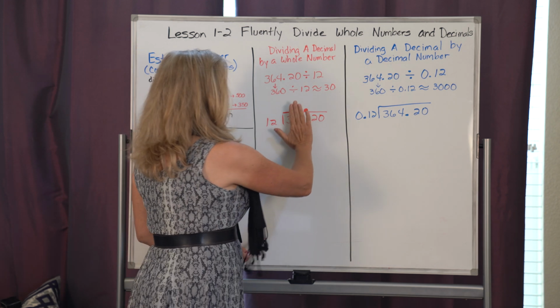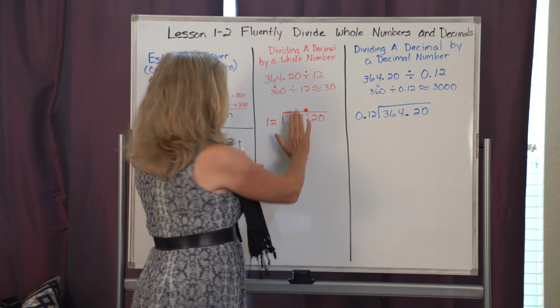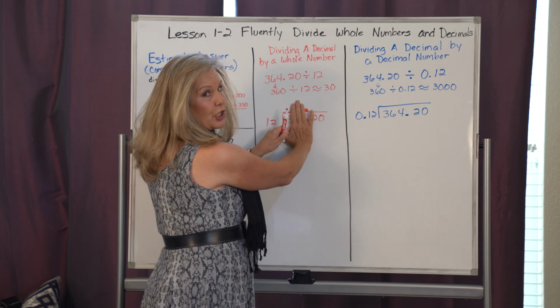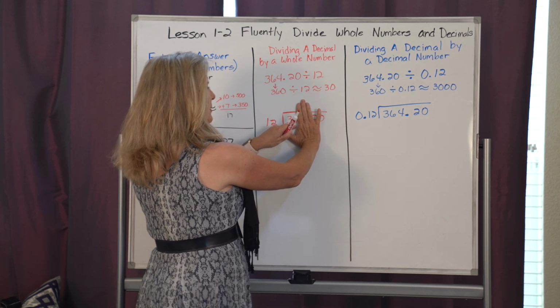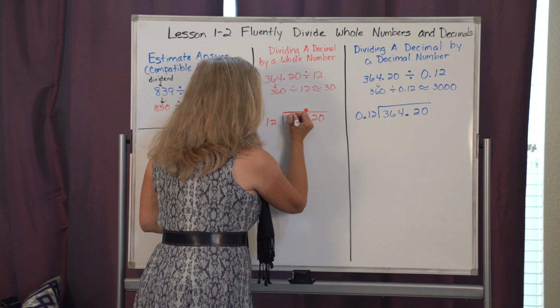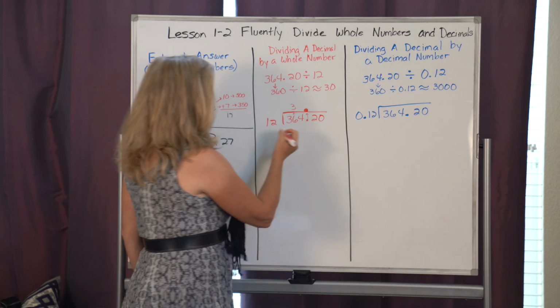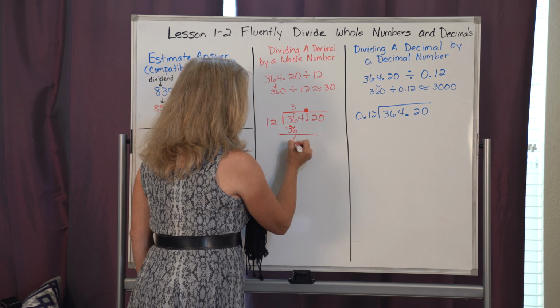So again, I'm going to cover up all my digits. I'm going to leave only the far left digit, and I'm going to say, can 12 go into 3? No. So I'm going to pull my hand over. Can 12 go into 36? Yes, it can. It can go in 3 times. So I'm going to put a 3 right there. 3 times 12 is 36. I'm going to subtract it, it's 0.